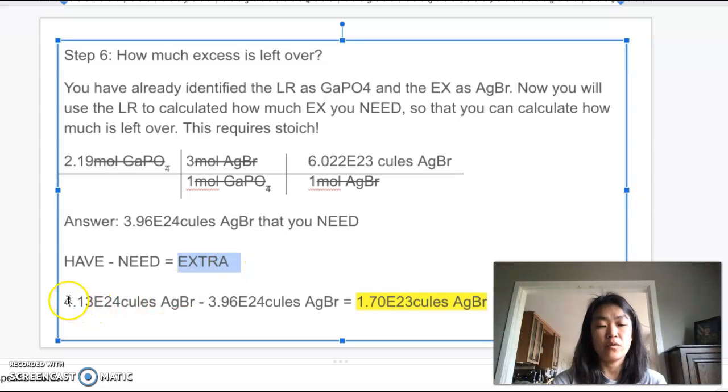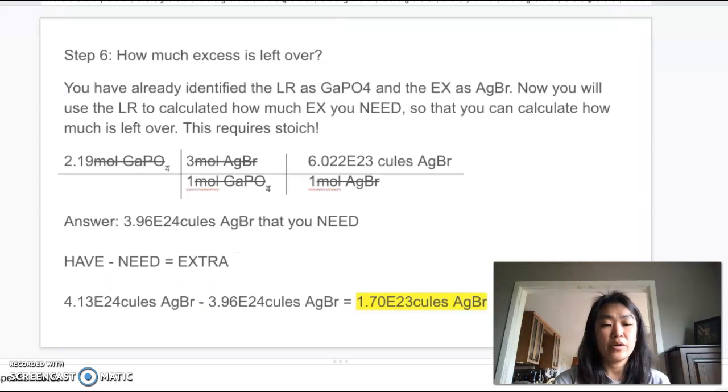So here we have the 4.13 times 10 to the 24th molecules of silver bromide that we were given. And now we're going to subtract the 3.96 times 10 to the 24th molecules of silver bromide that we just calculated. So that's the result of this calculation right here. And then when we subtract, we get the answer of 1.70 times 10 to the 23rd molecules of silver bromide. And that's how much excess reactant is extra or left over.